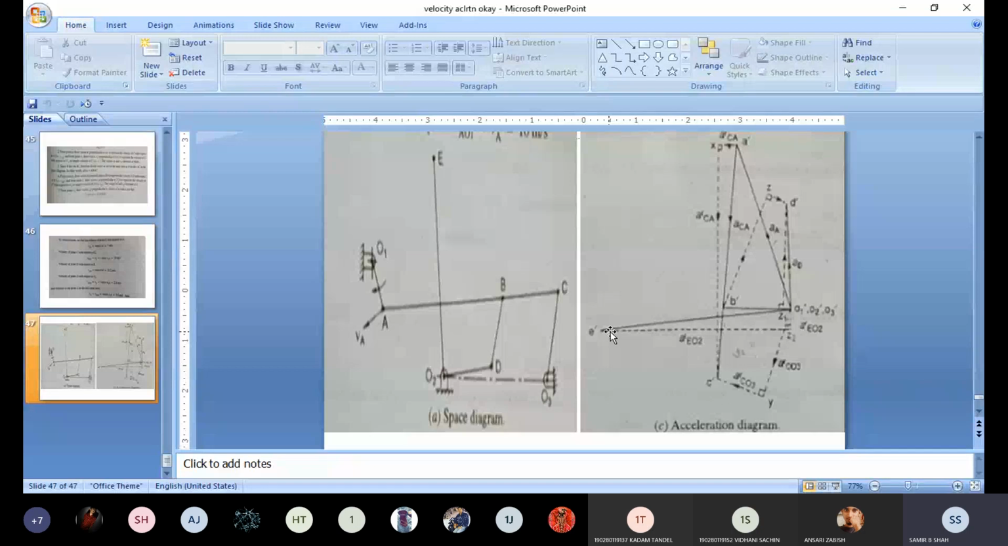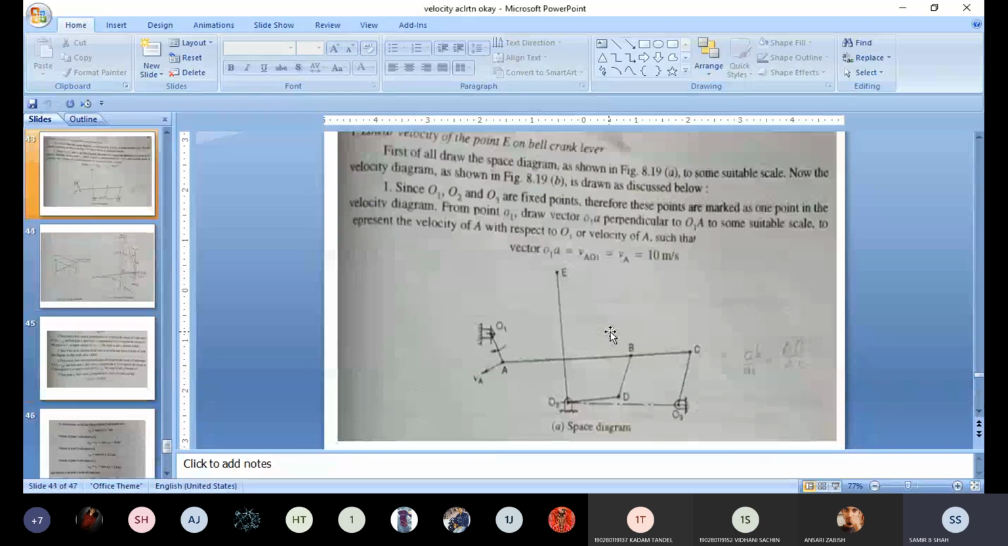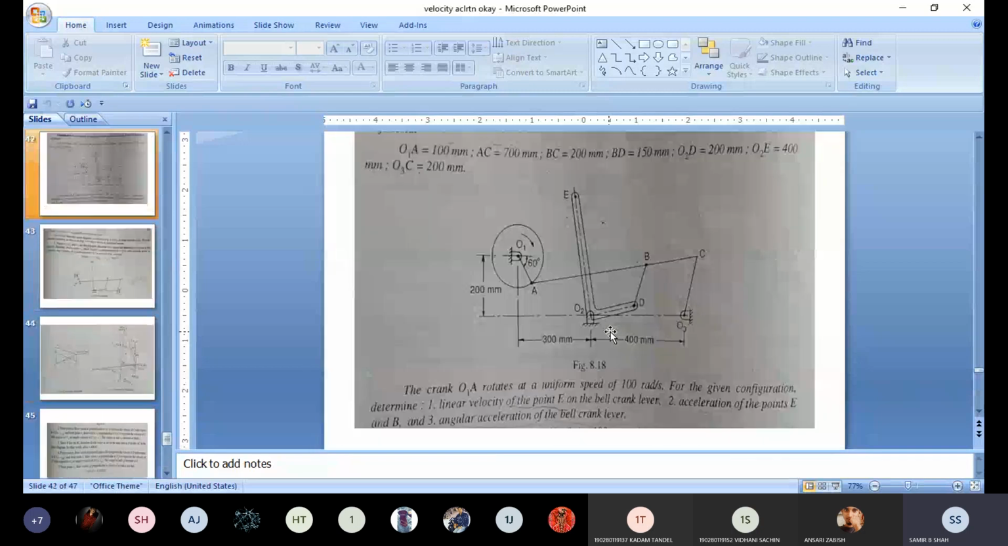You are getting the diagram. Now after the end of the diagram, you can see what you have to find. Based on the requirement, you have to define everything in the rectangle. The acceleration of point E means O2E, and the acceleration of point B means O2B. After that, the angular acceleration of the bell crank lever. So we have to find the angular acceleration of this DO2E.